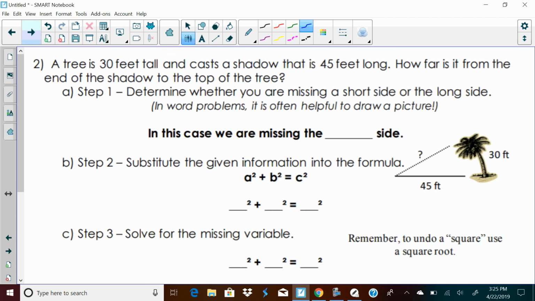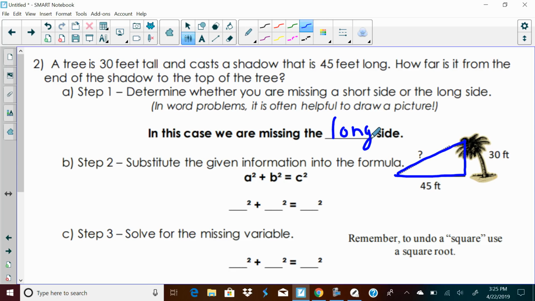Okay, example 2. A tree is 30 feet tall and casts a shadow that is 40 feet long. How far is it from the end of the shadow to the top of the tree? Step 1, determine whether you're missing a short side or a long side. In word problems, it often helps to draw a picture. So we drew a picture over here. So here's my 30-foot tree. It's 45 feet away from its shadow, and then we want to know how far away its shadow is from the tip of the tree. So in this case, we are missing the long side.